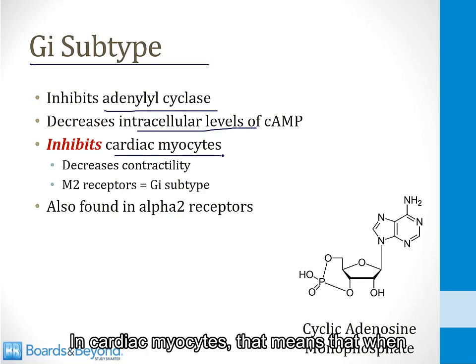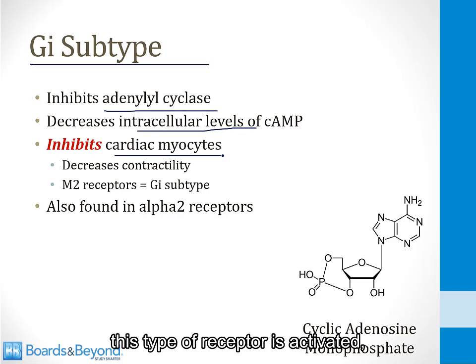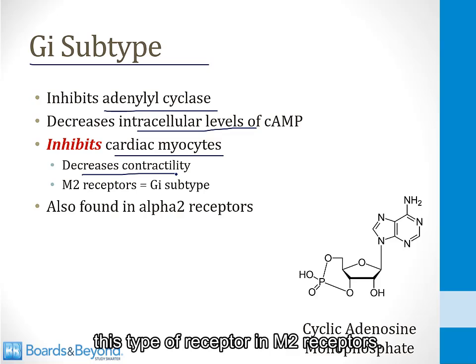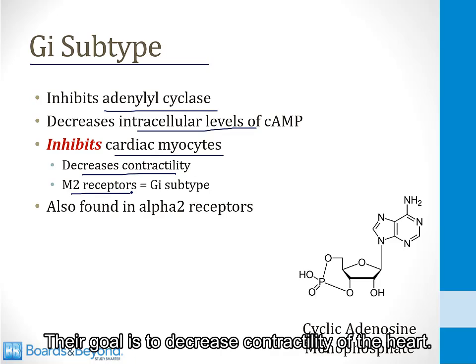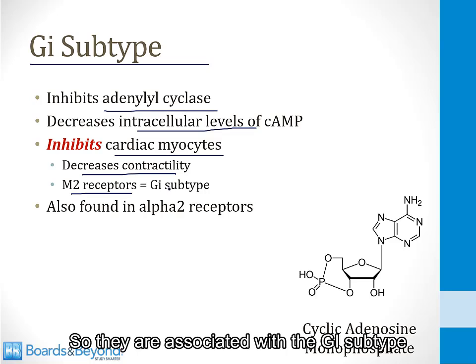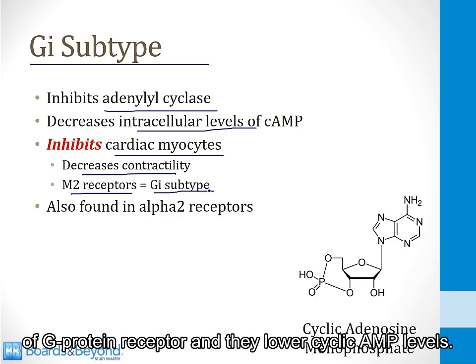In cardiac myocytes, that means that when this type of receptor is activated, that will decrease contractility, and therefore you find this type of receptor in M2 receptors. M2 receptors are part of the parasympathetic system. Their goal is to decrease contractility of the heart, so they are associated with the Gi subtype of G protein receptor, and they lower cyclic AMP levels.